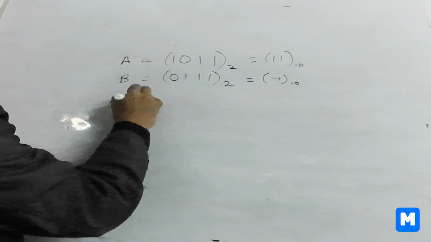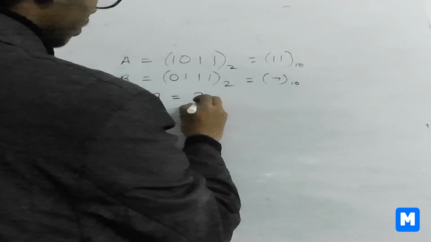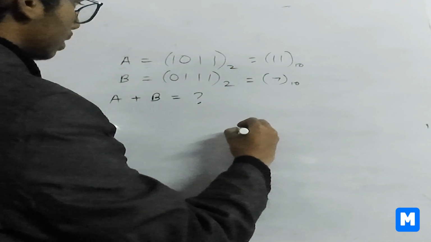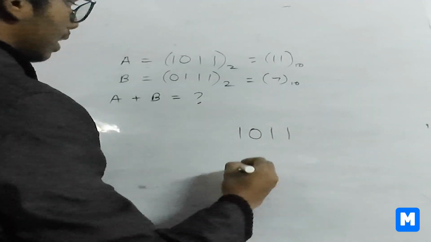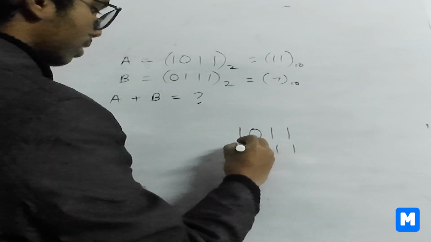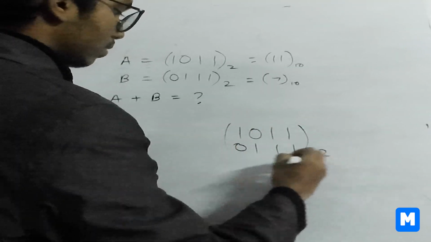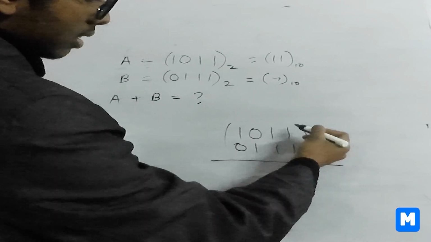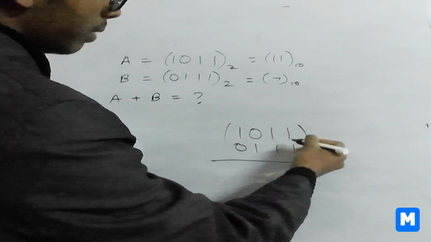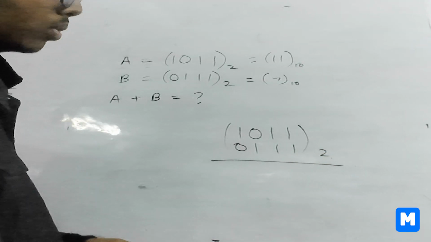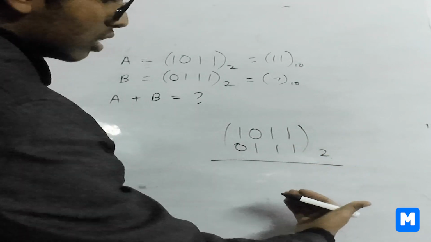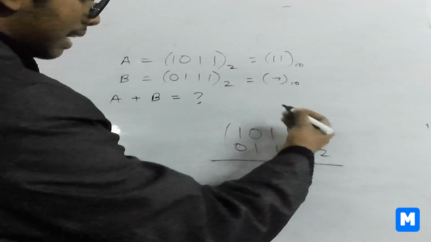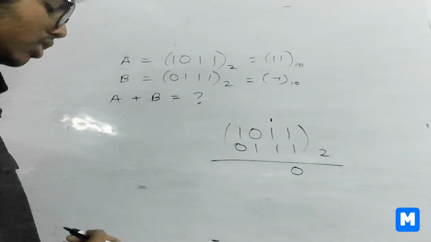So let's add A plus B. First, let's write these two binary numbers in a structured manner: 1011 and 0111, keeping them as binary. Here 1 plus 1, we take this digit from the right just like normal addition. 1 plus 1 in binary is 10, which is 2. So we retain the last digit of 10, that is 0, and the first digit of 10, that is 1, we take as a carry bit to the next digit.